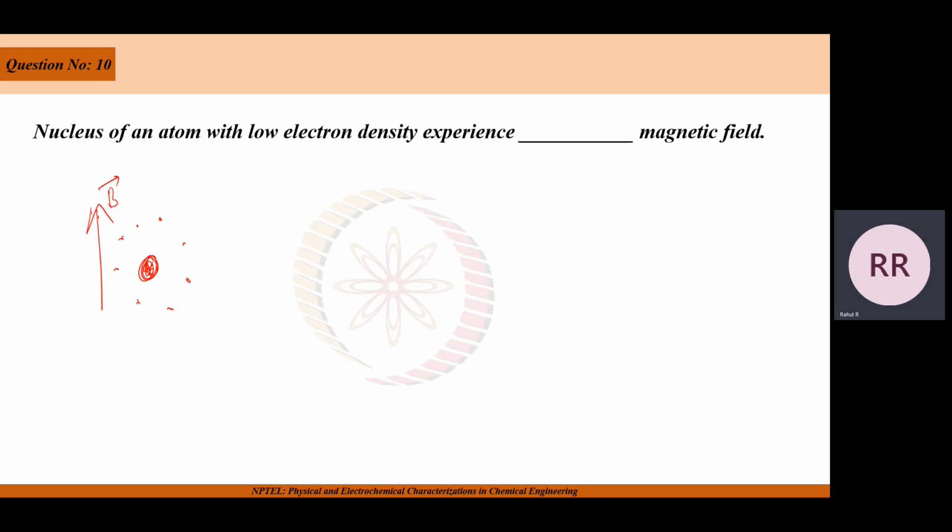This is the question. I can give you a few seconds to think about the answer. Suppose we have a very low density of electrons. Will this make the experience of this nucleus of the magnetic field much stronger, or much weaker? So think about the answer. I can give you a few seconds, then I will explain the answer.